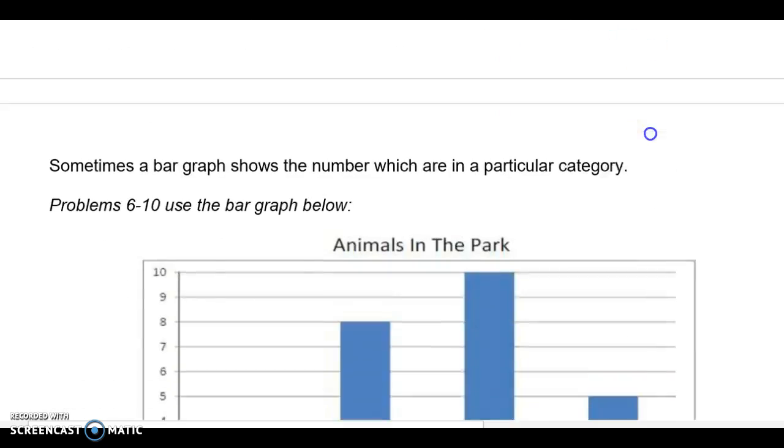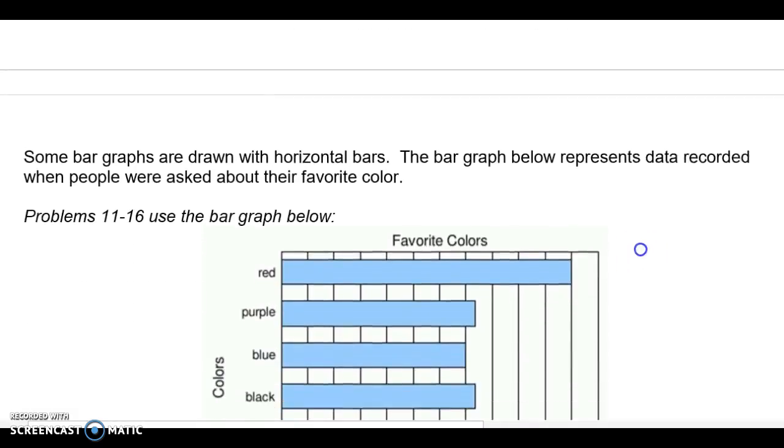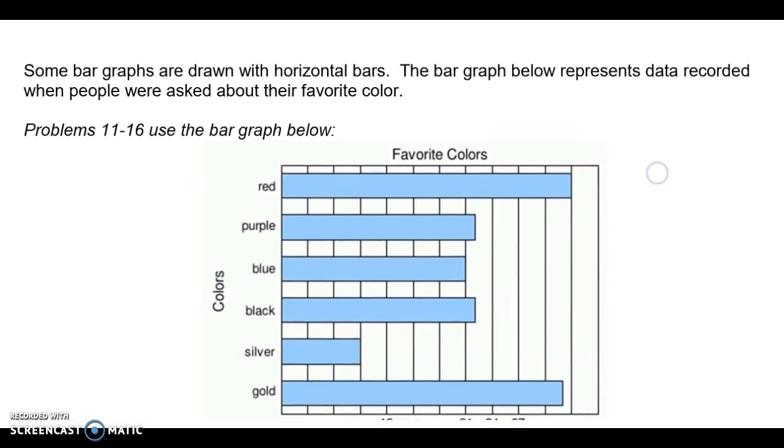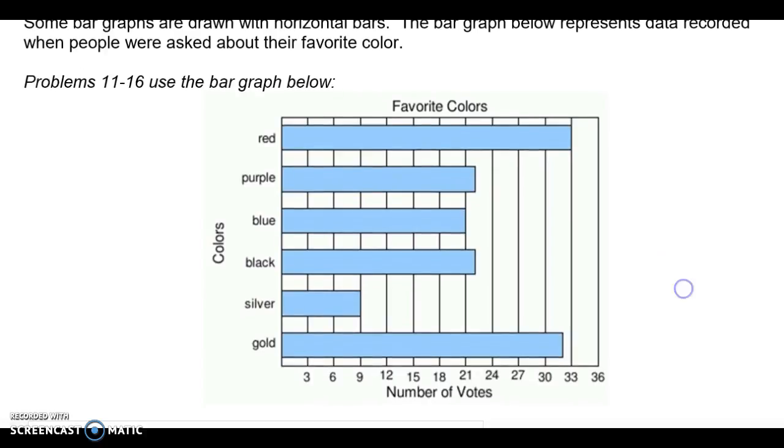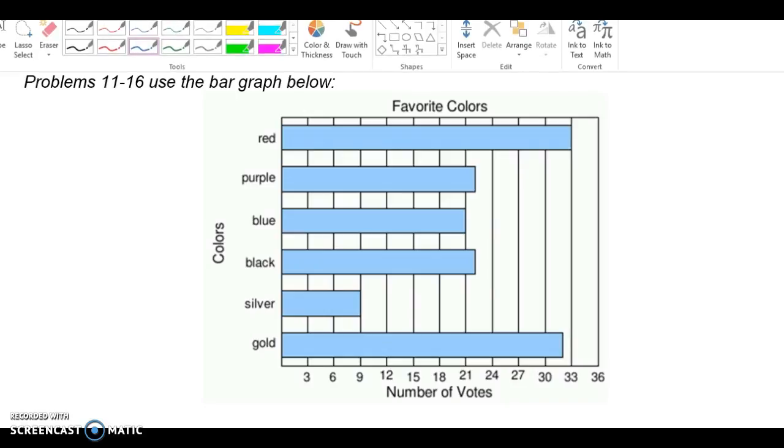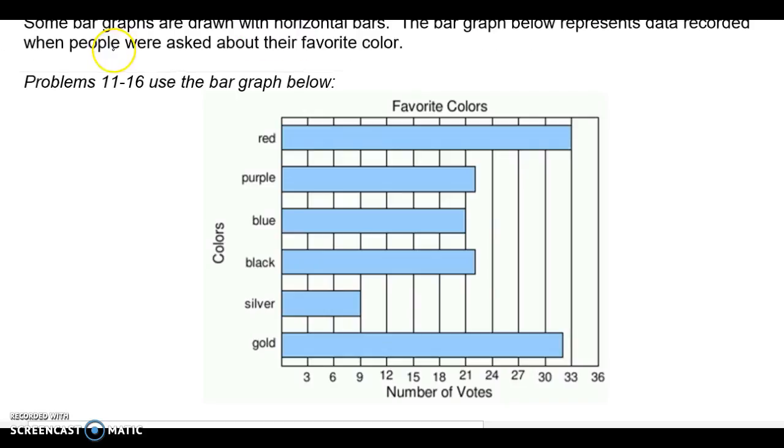Okay, so let's take a look at a different type of bar graph. This one's more of a horizontal graph. So same idea, but now our frequency is over here and our categories are here. So it's basically turned on its side. I'm still going to follow the same strategy of I want to find out what those numbers are first before I answer the questions, because I know they're going to ask me about numbers.